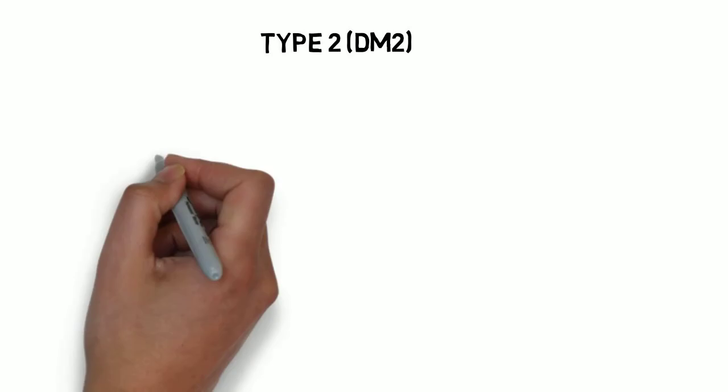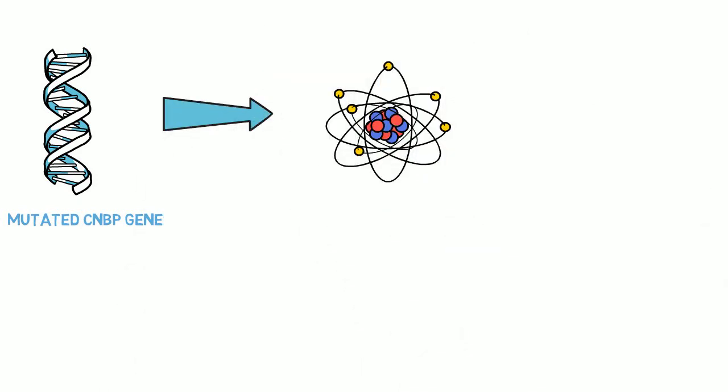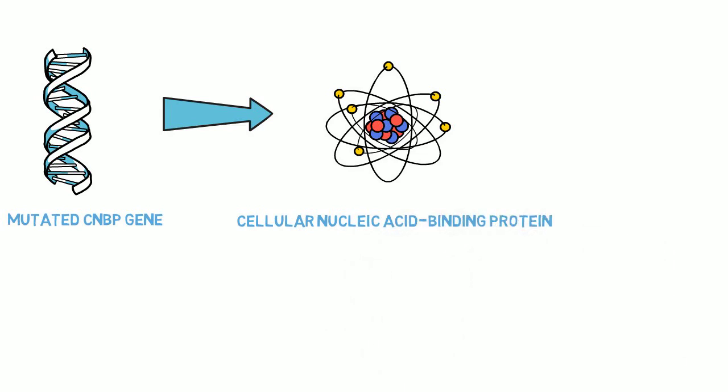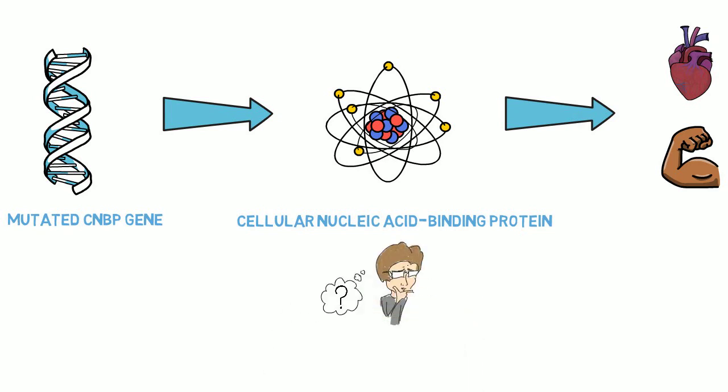Myotonic muscular dystrophy type 2 appears in adults between the ages of 20 and 50 years old. It is caused by an affected gene called CNBP. The CNBP gene provides instructions to make a protein called cellular nucleic acid binding protein. This binding protein is found in many tissues in our body, and most abundantly in the heart and muscles. The function of this protein is unclear.